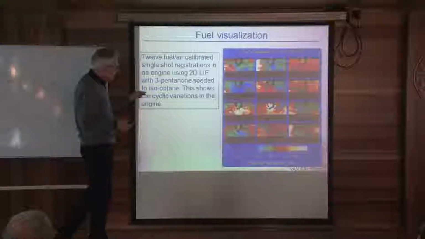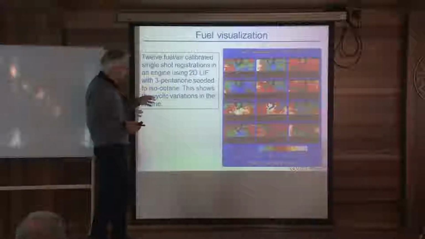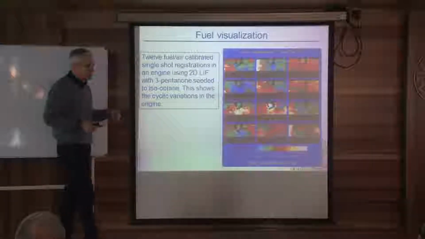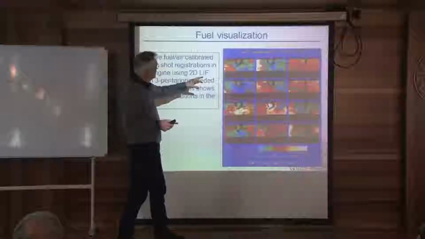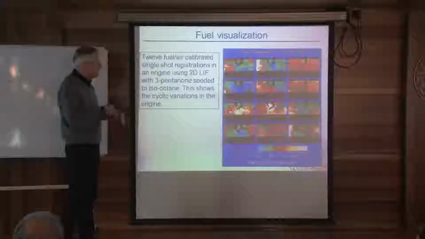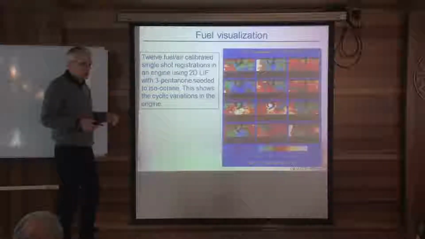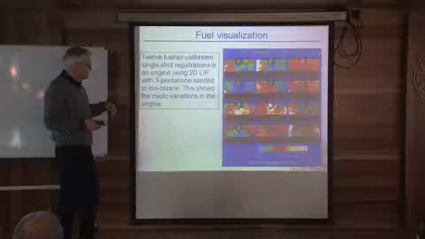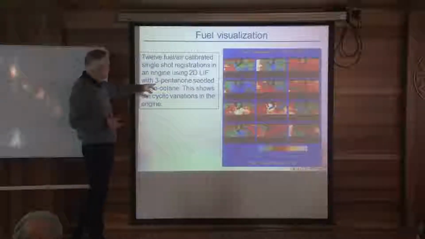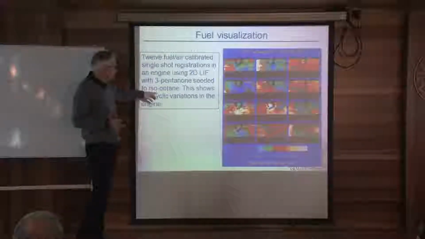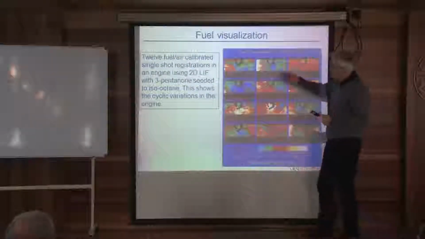So these are the first measurements we did many years ago, in a European project, and the aim was to develop this and try to see how the air-fuel inhomogeneity influenced the cycle-to-cycle variation. So in that case, of course, we had to come up with a technique that worked, and we found this: 3-pentanone seeded in isooctane.